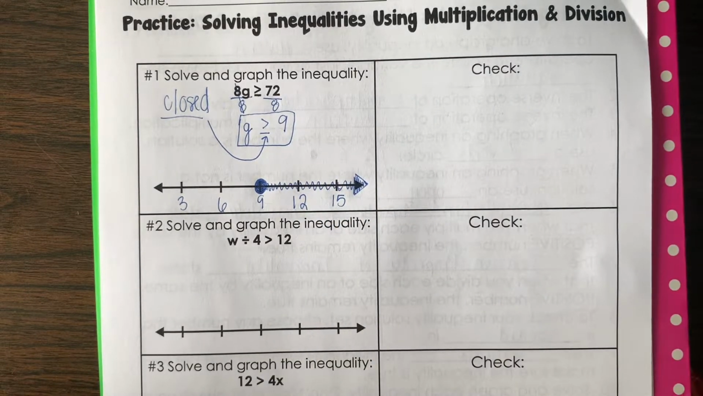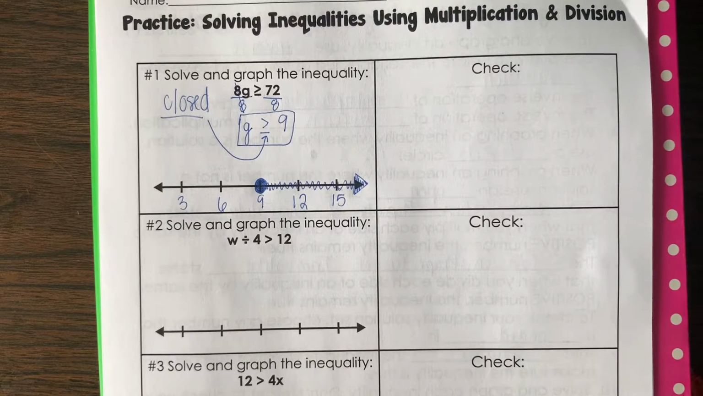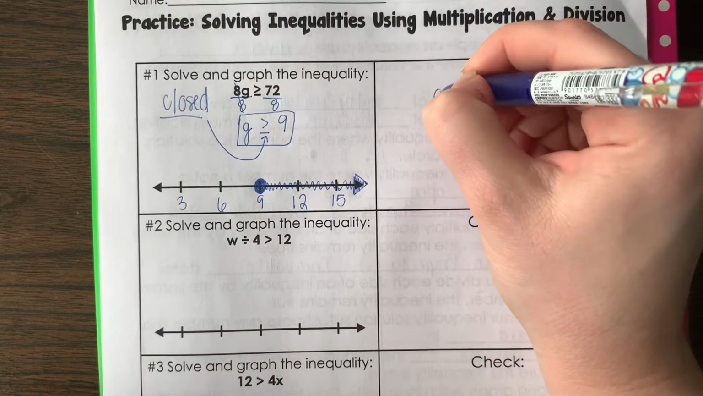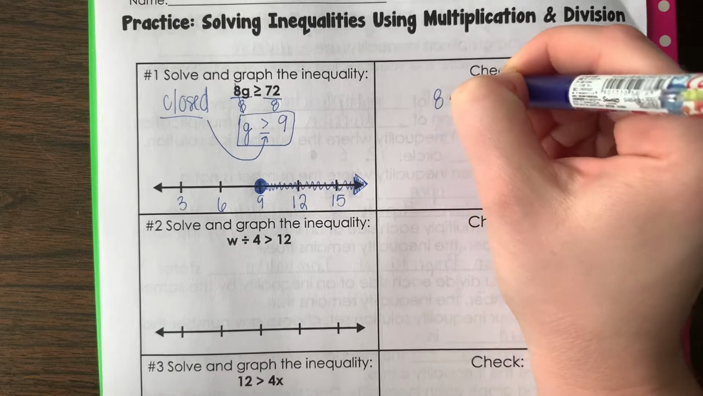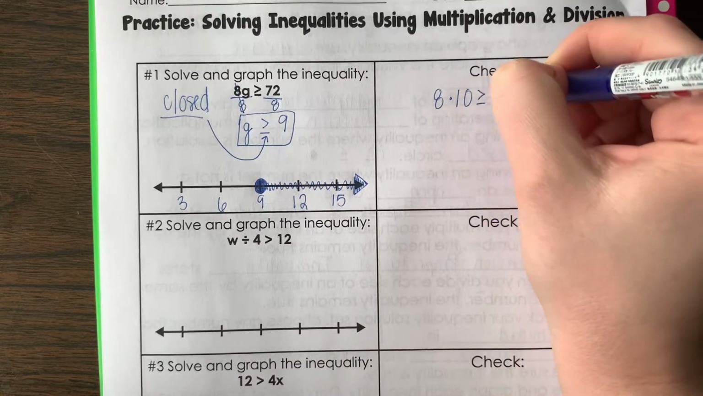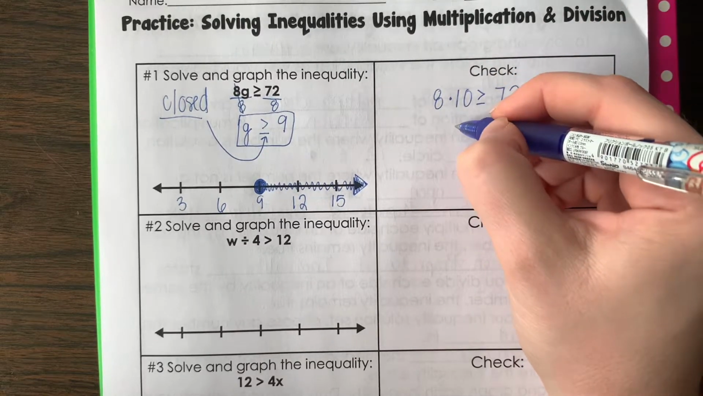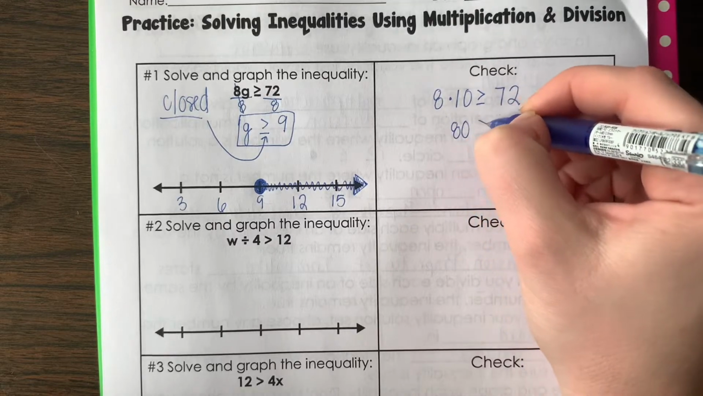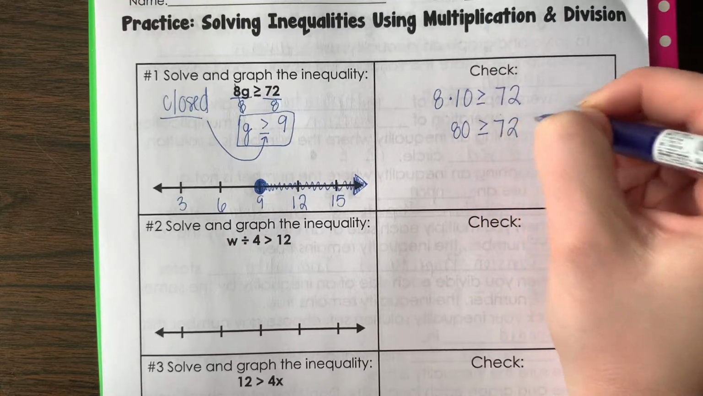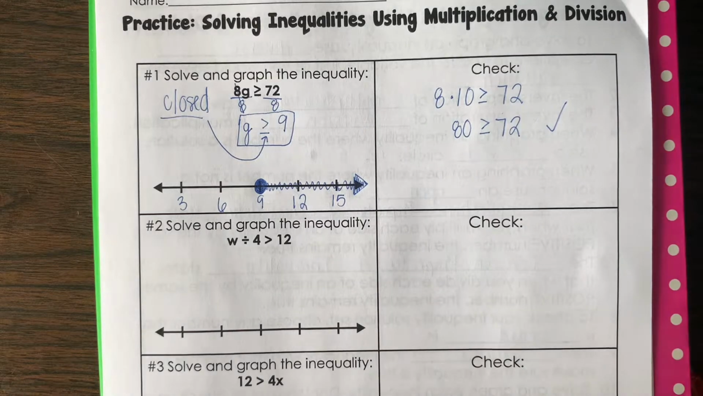Well, now let's choose a number to plug in that's in the shaded side. So we could choose 10, 11, 12, 13, 13.5, whatever we want, we could plug in. So let's just do the number 10. So let's check. 8 times 10, is this greater than or equal to 72? Well, what's 8 times 10? It's 80. Is 80 greater than or equal to 72? Yep. So we know we did it right.